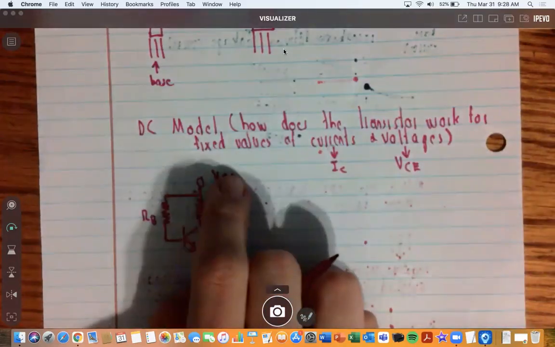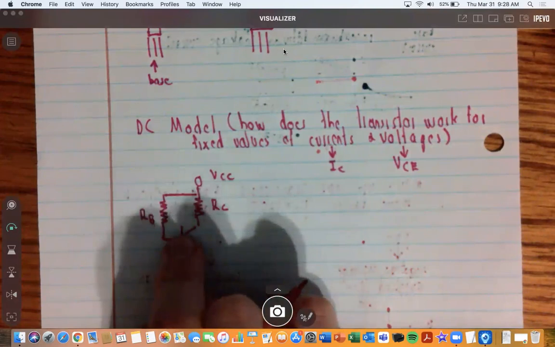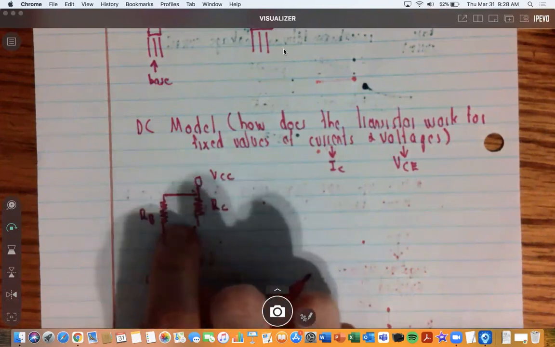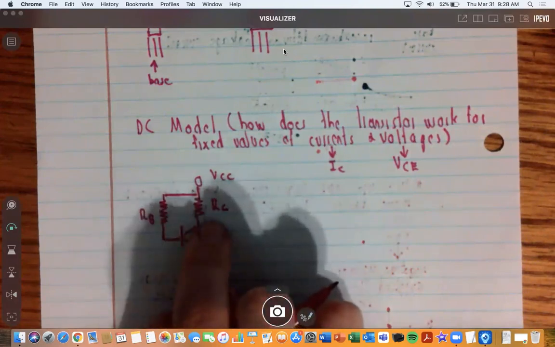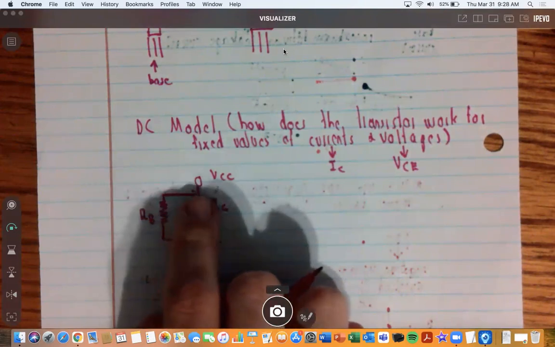That's what we call VCC. It's connected to both, you can tell here, this is where the collector terminal is, and this is the base terminal. So it's supplied to both the base and collector. And there's a resistor for the collector and a resistor for the base. The reason why we only have one supply is because it makes it cheaper.